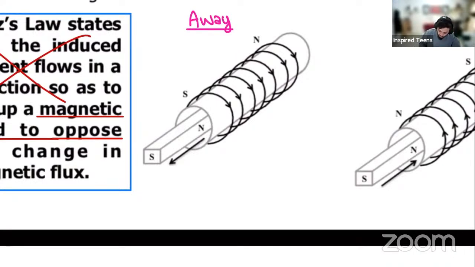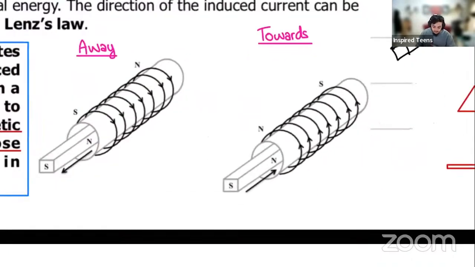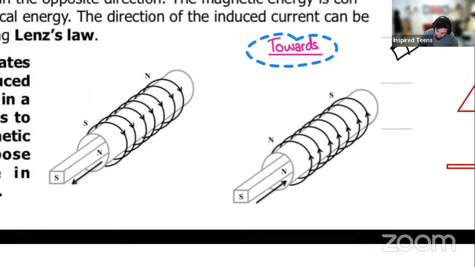So if it's moving away and north is facing it, the induced south pole will now be on this side because it will attract the north pole of the bar magnet. And of course, the north will be on the other side. Is this making sense? Let's do towards and then we can come back to away.